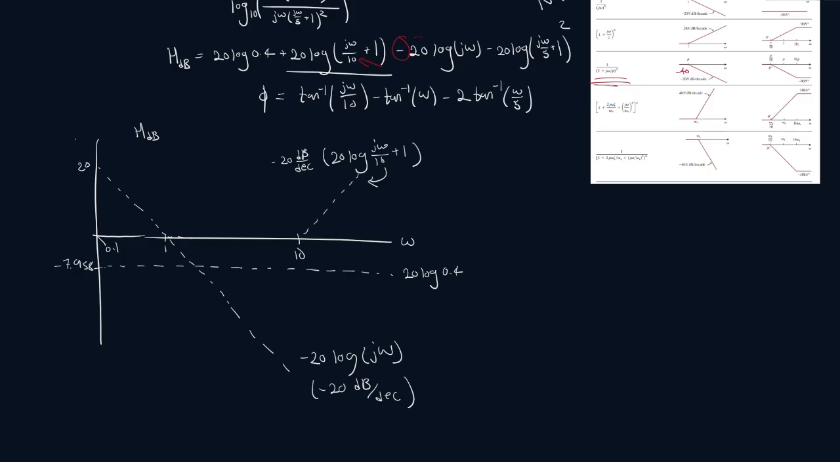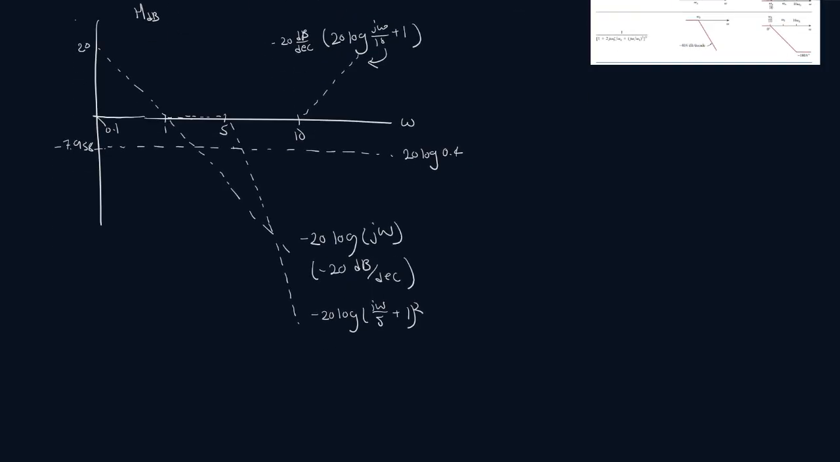And put an arrow to represent that. So at 5, we have something like this, and then it breaks down, but it's going to have a slope of minus 40. Hold on, I'm going to move it all the way down here. This is minus 20 log jw over 5 plus 1 squared. Or you could just do minus 40. That's also fine. And it has a slope of minus 40 decibels per decade.